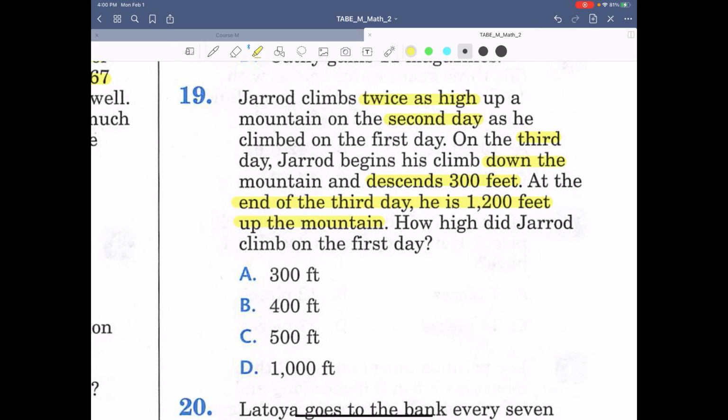Okay, this one is a brain bender. And I encourage you to draw yourself a mountain. Okay, just sketch yourself a picture. It doesn't have to be perfect. So here's the mountain. Here's the base of the mountain. And we know that Jared went up the mountain on the first day. We'll call that F. And on the second day, he went 2 times that. So this is the first day.